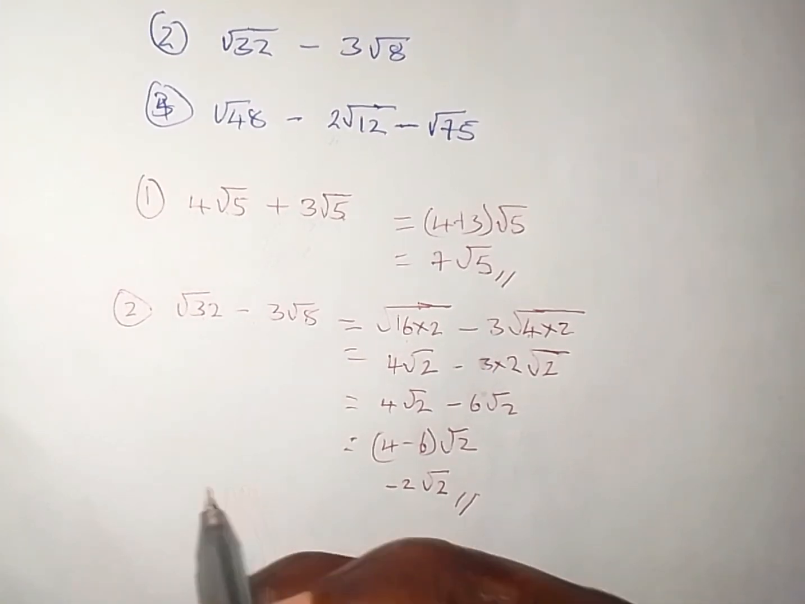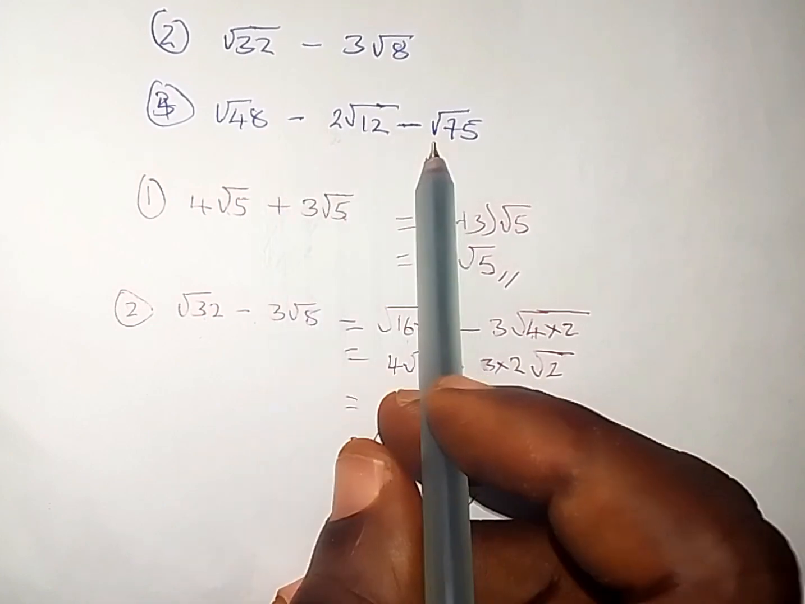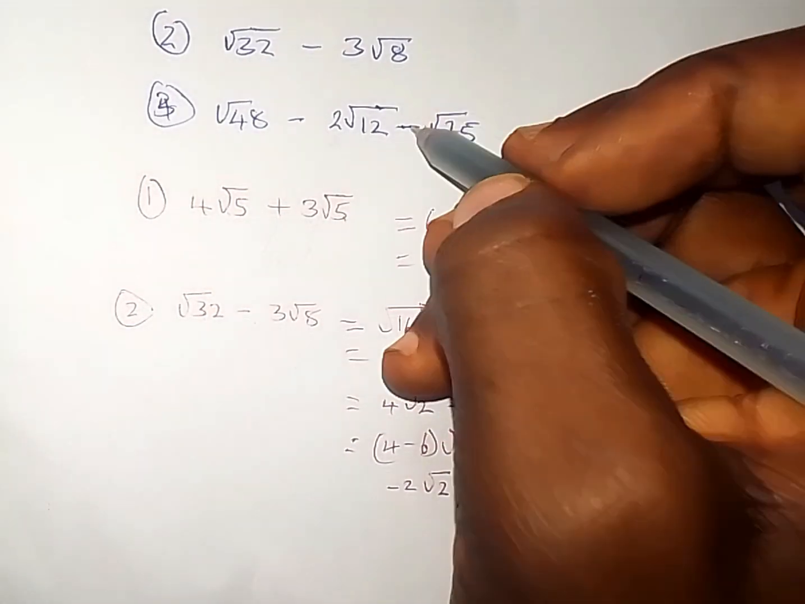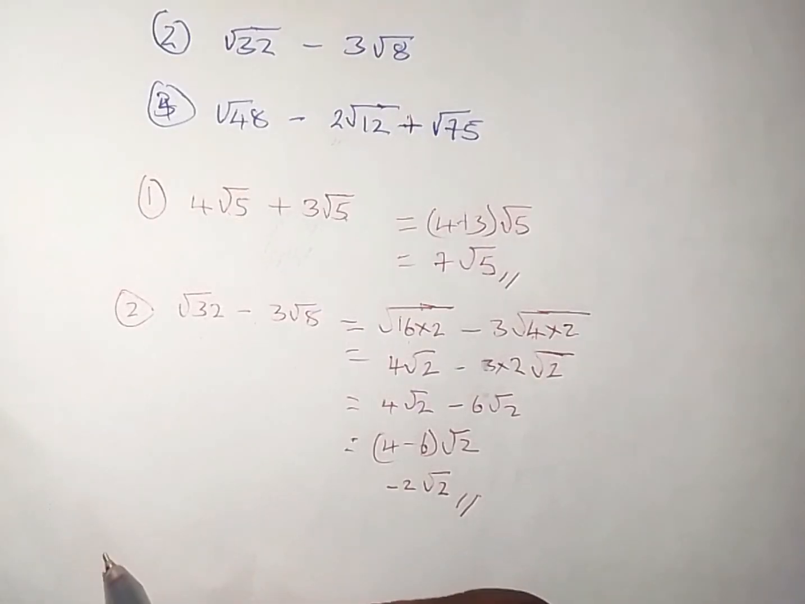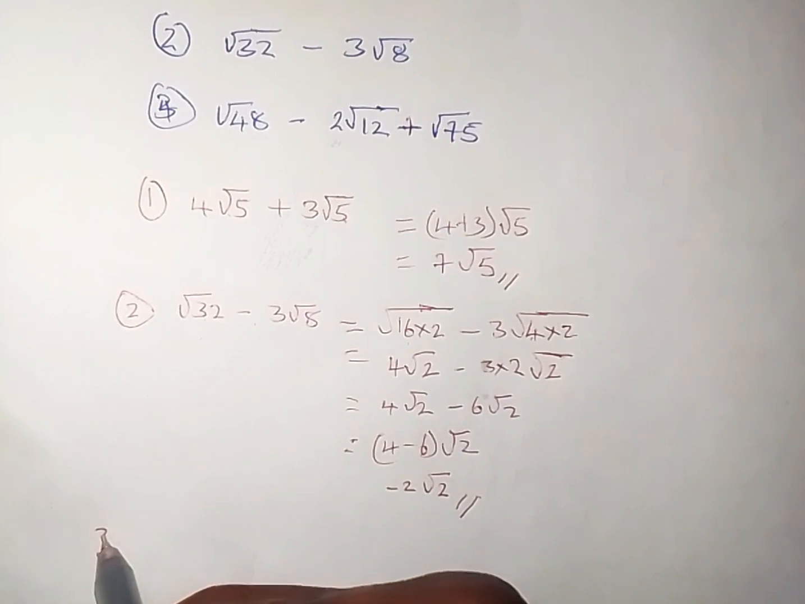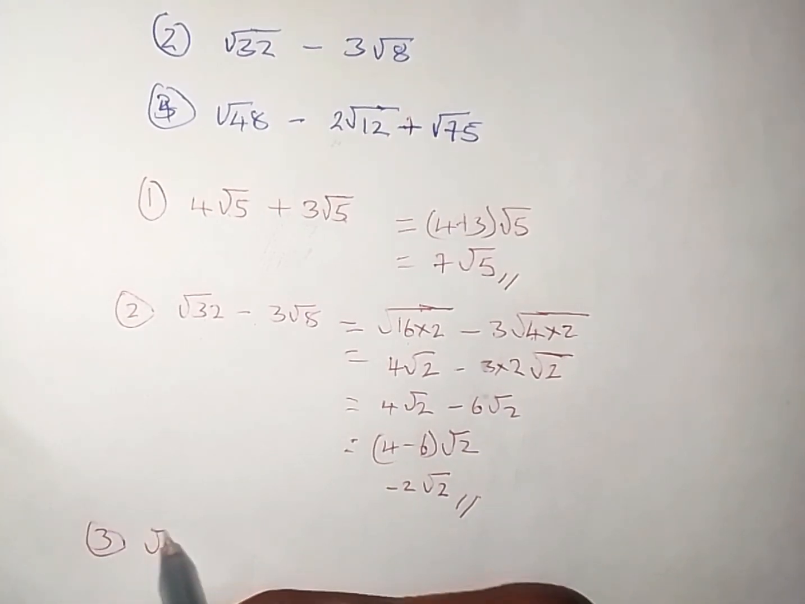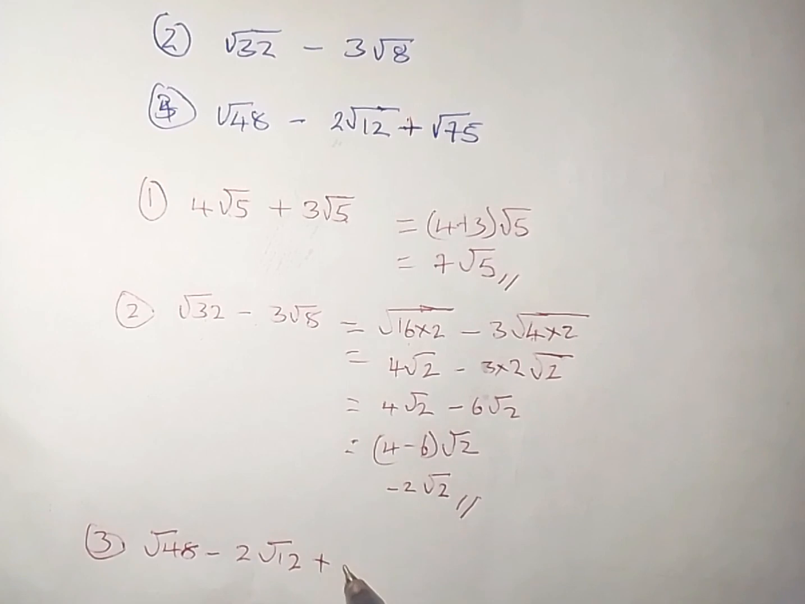For the third one, a combination of subtraction and addition. Sorry, this one is positive. So I'm having square root of 48 minus 2 square root of 12 plus square root of 75.